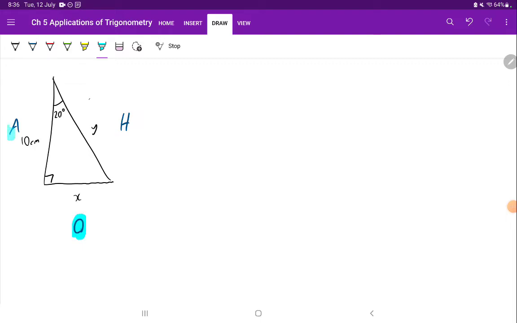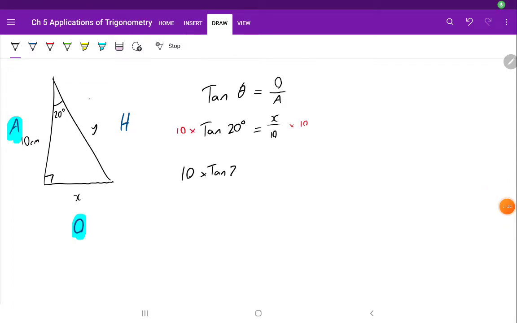So, O and A is tan. So tan of theta, SOHCAHTOA, so O over A, and we just sub in what we know. Tan of 20 degrees is equal to opposite x over 10. In this case, the variable is on the numerator, and all we need to do is rearrange it. x is currently being divided by 10, so we're going to times both sides by 10, which gives us tan 20 degrees times 10 equals x.